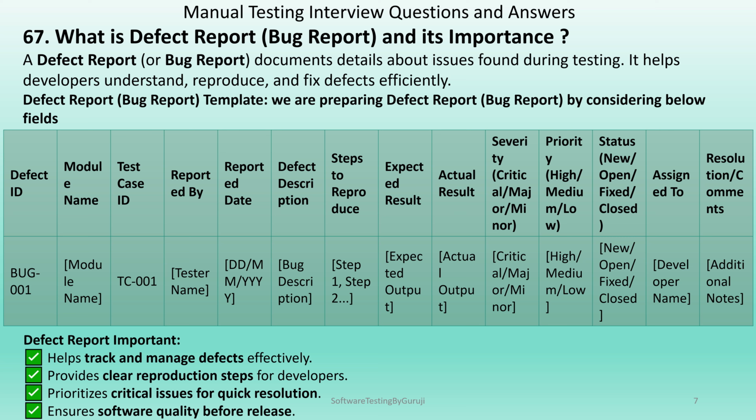Next is why the defect report is important. First, it helps track and manage defects effectively. Second, it provides clear reproduction steps for developers. Third, it prioritizes critical issues for quick resolution. Fourth, it ensures software quality before release. So this is all about the defect report or bug report and its importance. Let's move to another question.